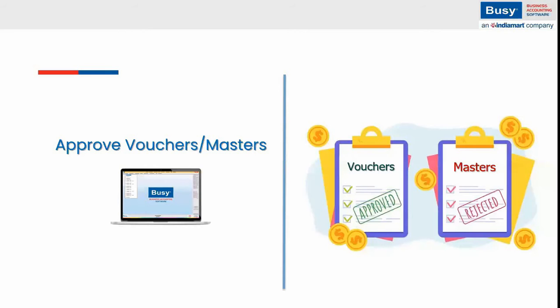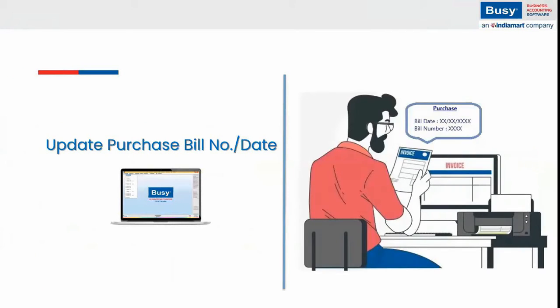Going further, let us discuss some more utility menus like update purchase bill number and date. This utility is provided to update the bill number or bill date of the purchase vouchers in one single go. With this utility, you need not open each and every purchase bill to modify the original purchase bill number or date provided by the supplier. You can easily update the purchase bill number or date in a single screen.